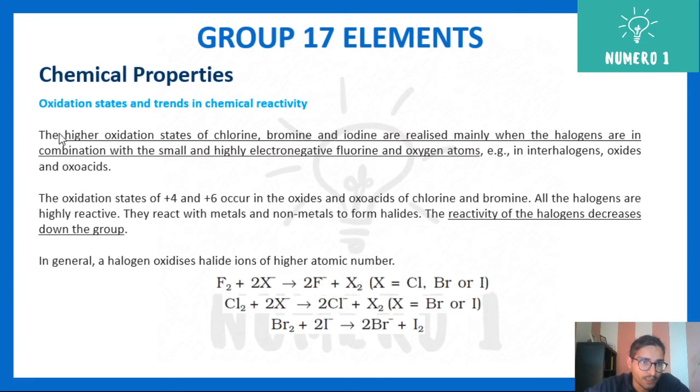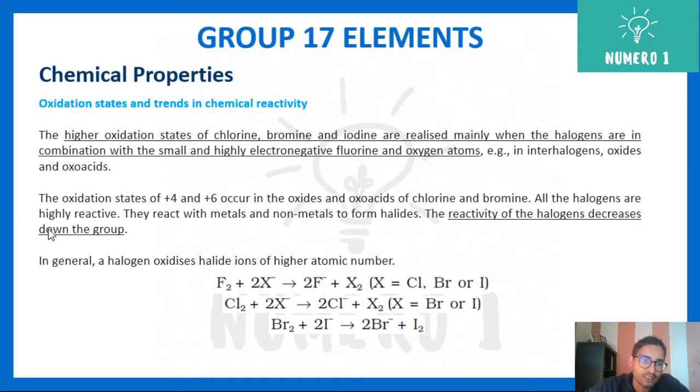Next, the higher oxidation states of chlorine, bromine and iodine are realized mainly when halogens are combined with small and highly electronegative fluorine and oxygen atoms. Basically, they form interhalogen compounds with fluorine and oxides and oxacids. Only in these cases, the chlorine, bromine and iodine will show positive oxidation state. Oxidation states of +4 and +6 occur in oxides and oxacids of chlorine and bromine.